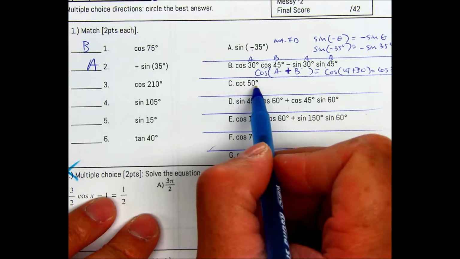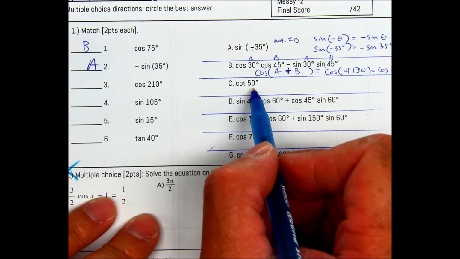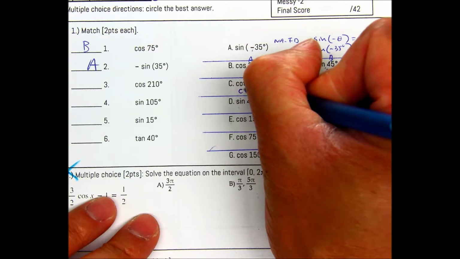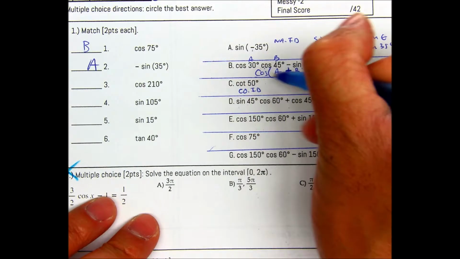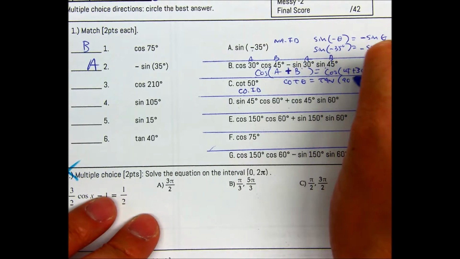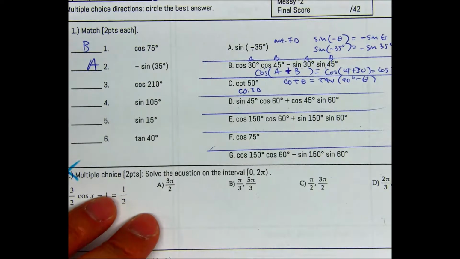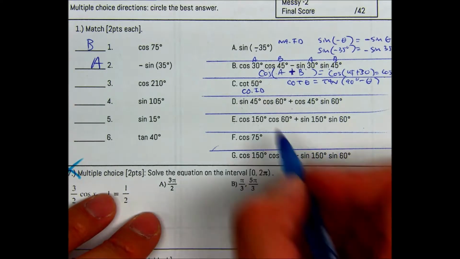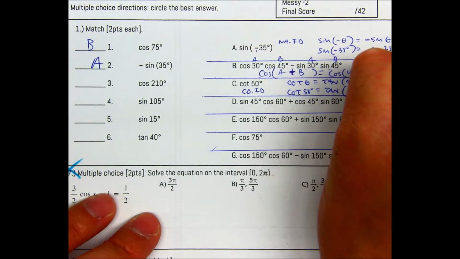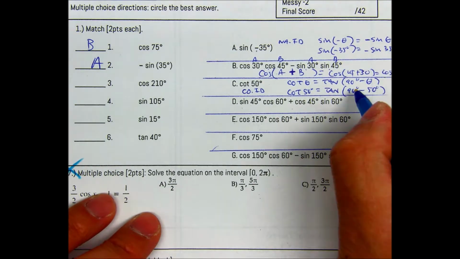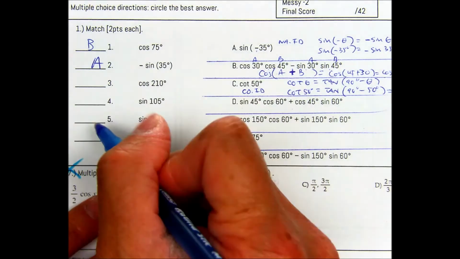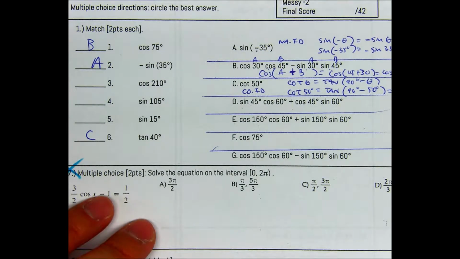Cotangent of 50 degrees, there's a couple of ways you can think about it. You can think about the reciprocal identity, or you can think of a cofunction identity. Cotangent of theta equals tangent of 90 degrees minus the angle. So if you were given 50 degrees, cotangent of 50, then that would be tangent of 90 minus 50. And then 90 minus 50 is 40. Tangent of 40 degrees, so that would be this one down there.